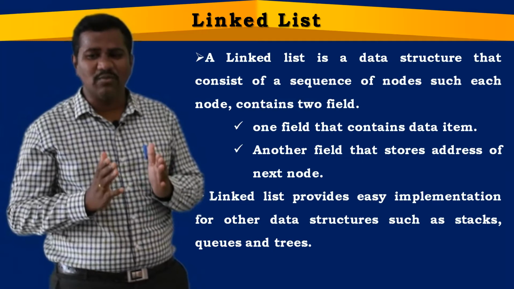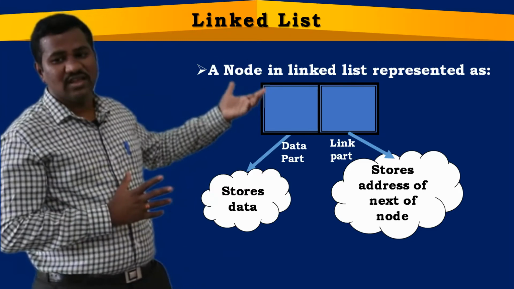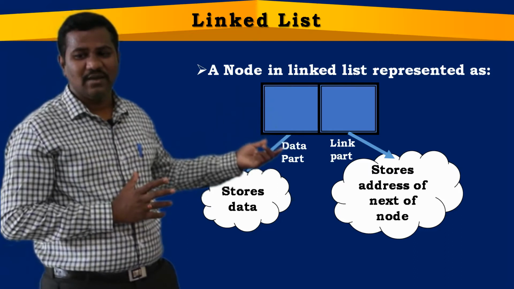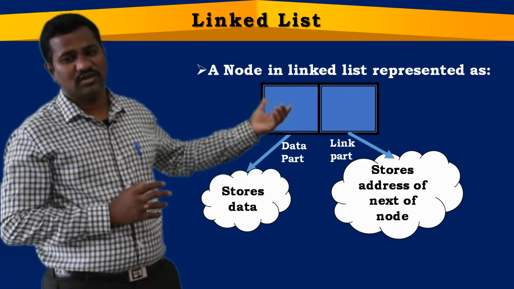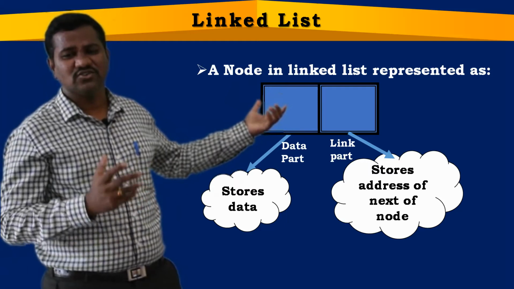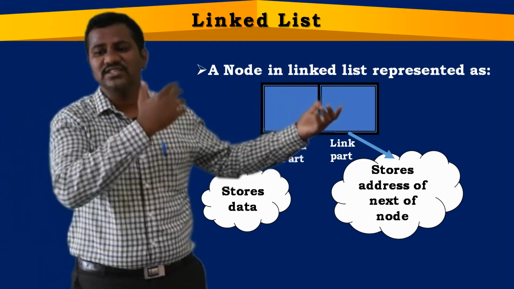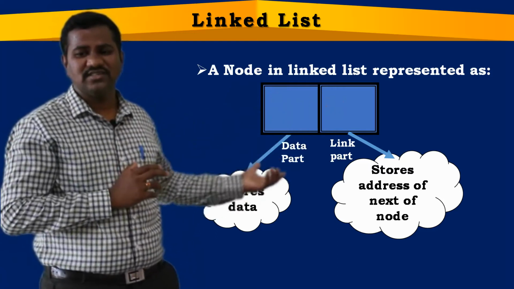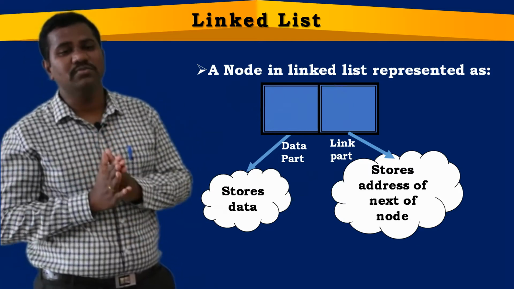Right. Now, let us look at the node. What do you mean by node? A node in a linked list is represented like this. There is a block of memory divided into two parts: the data part and the link part. In the data part, we can store whatever data we want. It might be an integer, character, or student data, or anything that we can store. Whereas in the link part, we store the address of the next node. And how we'll be storing that address, we'll be discussing later. This is how a node is represented in a linked list.